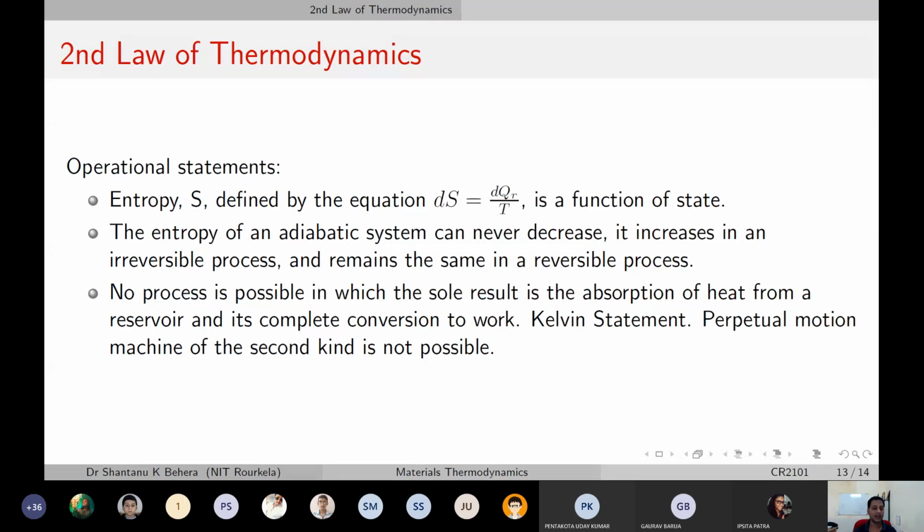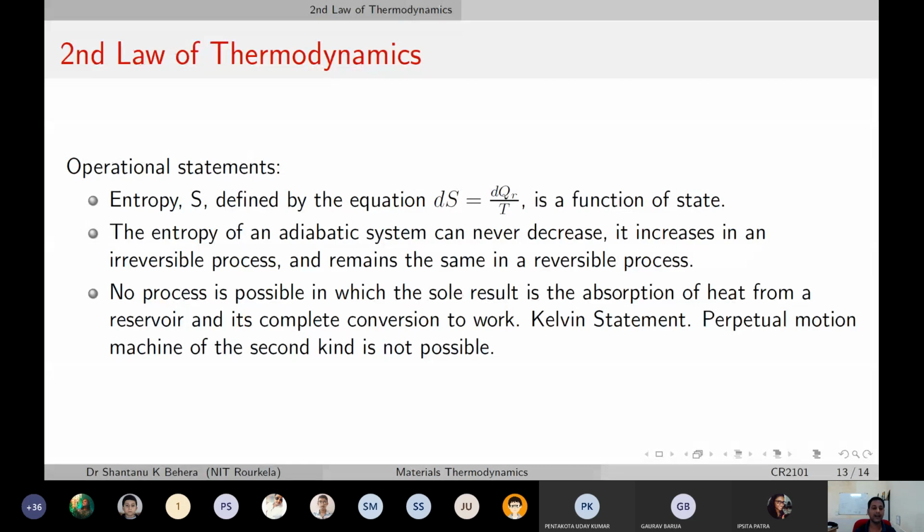Another formulation, by Kelvin, is that no process is possible in which the sole result is the absorption of heat from a reservoir and its complete conversion to work. You absorb heat and completely convert it into work. That's not going to be possible. That's what is called a perpetual motion machine of the second kind. We also talk about the perpetual motion machine of the first kind. That means a machine which will take nothing from outside and always keep producing work. That's not going to be possible.